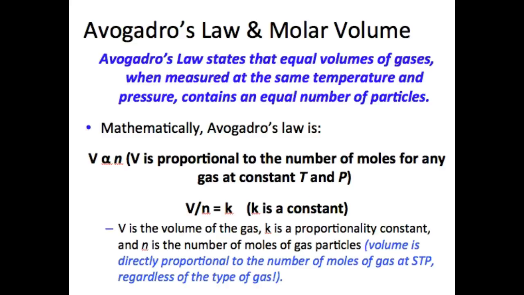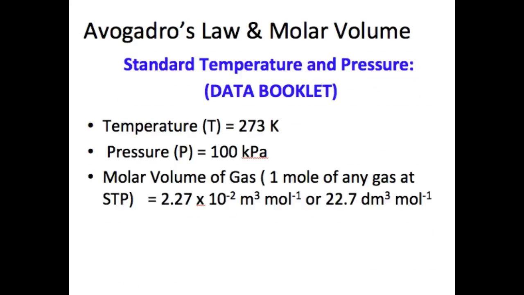We could, let's say, have a 2-liter container of nitrogen and another 2-liter container of oxygen. If they're both at standard temperature and pressure, we could say that they're going to have the same number of molecules. Recall the values for standard temperature and pressure. Standard temperature is 273 Kelvin, must be in Kelvin, and pressure is 100 kPa.